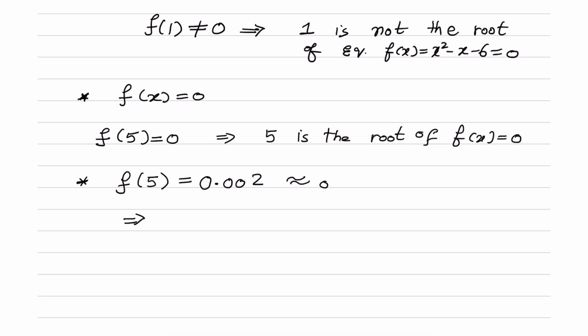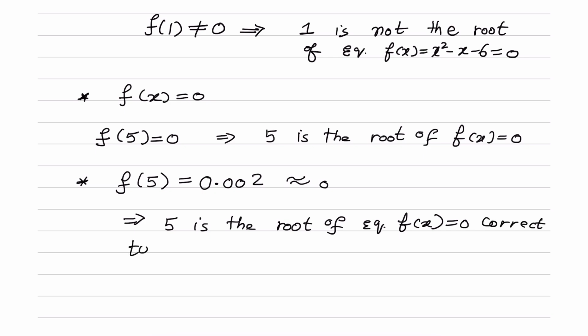In this case, we will say that 5 is the root of equation f of x equal to 0 correct to 2 decimal places. And why are we saying that 5 is the root correct to 2 decimal places? Because on the right of this decimal sign, there are 2 zeros and third could be any digit. So we will say that 5 is the root correct to 2 decimal places.